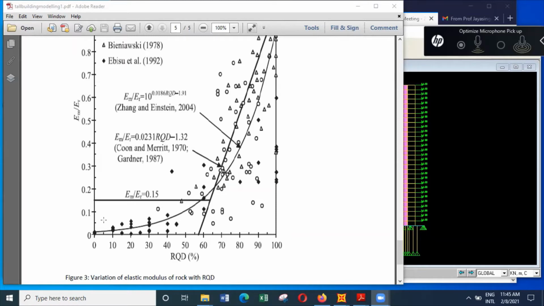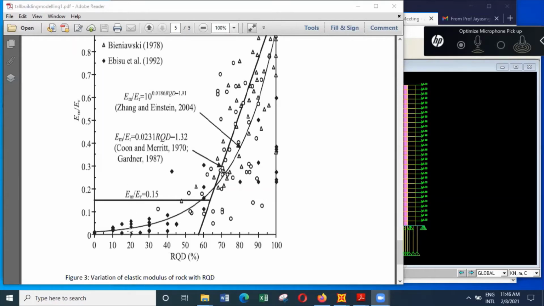that means 20,000, 20 into 10 to the power 6 kilonewtons per meter squared. And when you multiply it by 0.01, 20,000 multiplied by 0.01, you'll end up with a value like 200,000 kilonewtons per meter square.